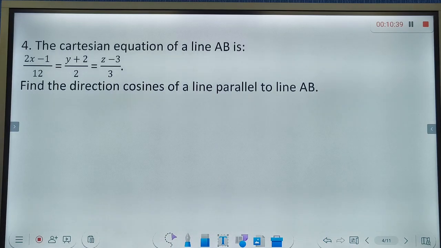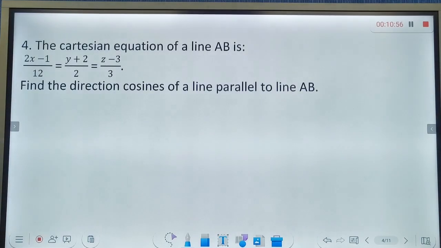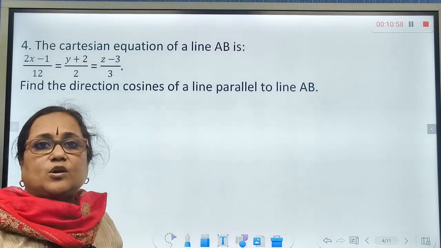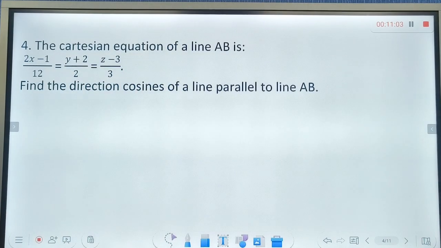Next sum. The Cartesian equation of a line AB is this. Find the direction cosines of a line parallel to the line AB. First of all, when you look at the line AB, it is not in standard form. So, what is step number 1? Bring it into the standard form. What is the standard form? x minus x1 by A equal to y minus y1 by B equal to z minus z1 by C.